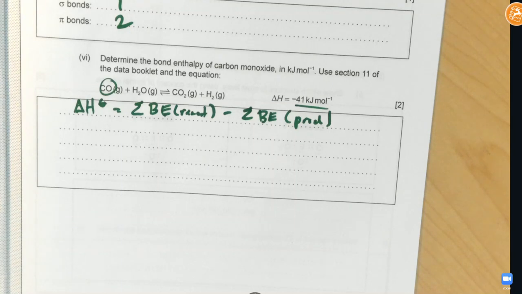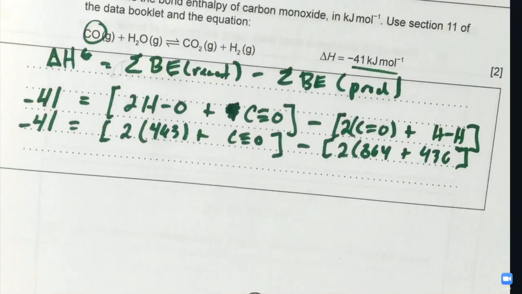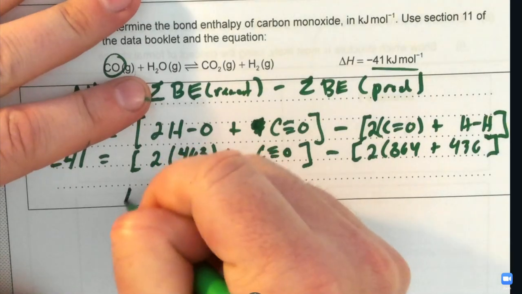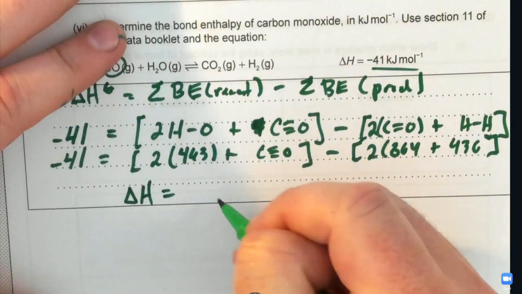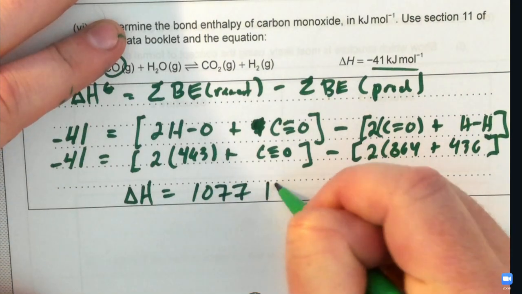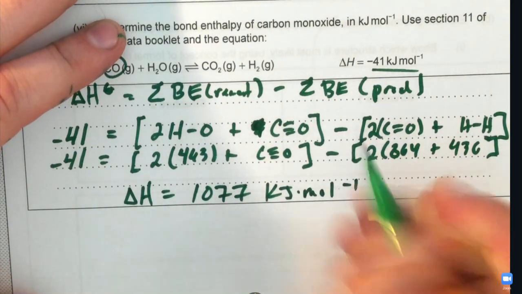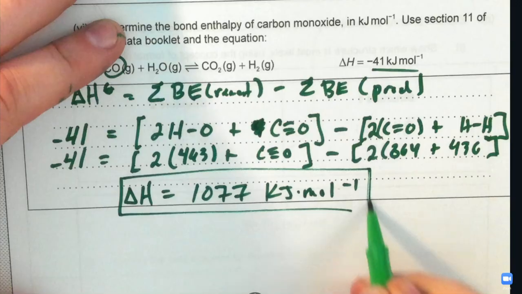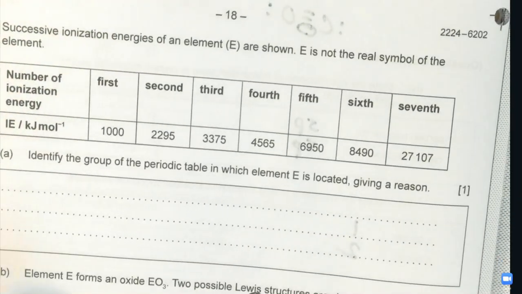I'm going to pause the video and do all the work, and then I'll put it back up just to reduce the time of the video. When you do the math, you get that the delta H value is 1,077 kilojoules per mole. All right, young ones, I'm recording here, just so you know.